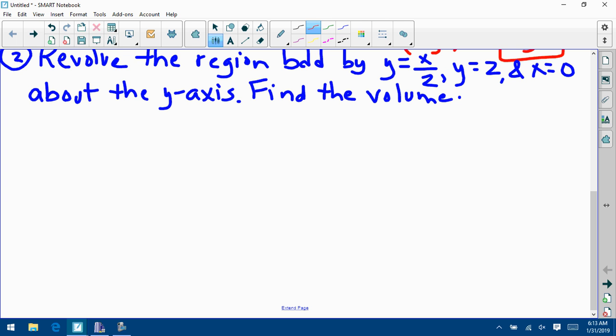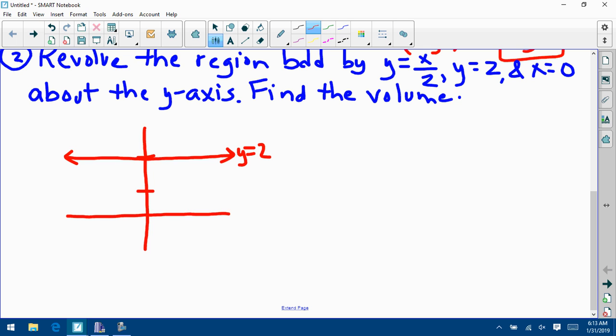Okay, so as always, what's our first step going to be? Draw it out. All right, so I've got y equals 2. Let's do that one first because that's easy. We've got x equals 0. So that's the y-axis here.